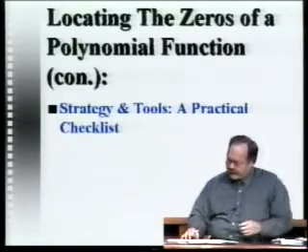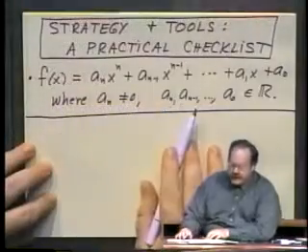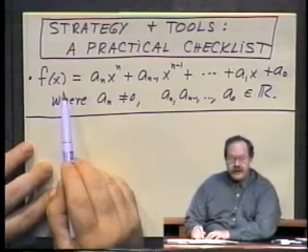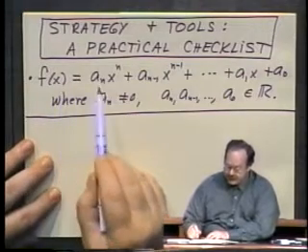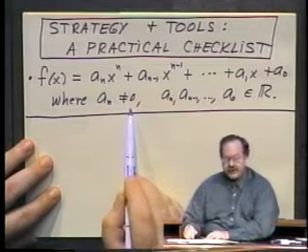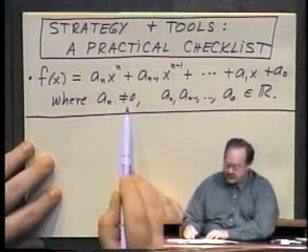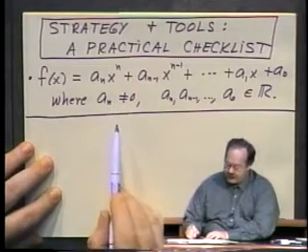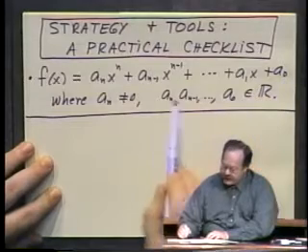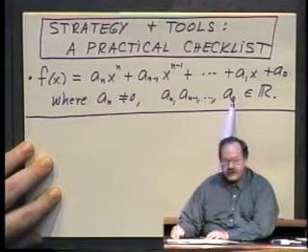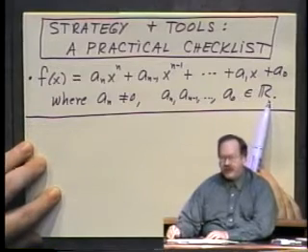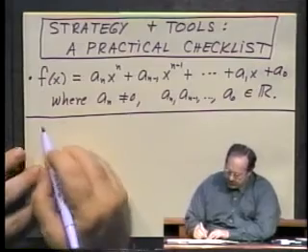Strategy and tools, a practical checklist. What I've written down here first is the standard form of a polynomial of degree n that we've seen so many times before. a sub n is its leading coefficient, and we're assuming that a sub n is not 0, of course, otherwise we could have started with a lower power of x, and then all the way down to a sub 0, which is the constant term. And I've noted that all of these coefficients, from a sub n down to a sub 0, are real numbers, so this is a real polynomial.